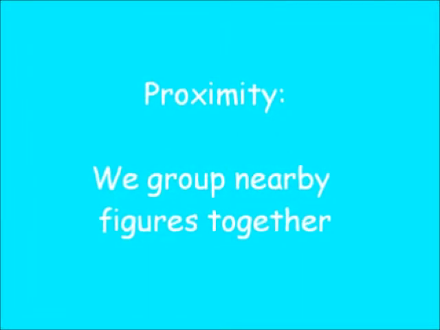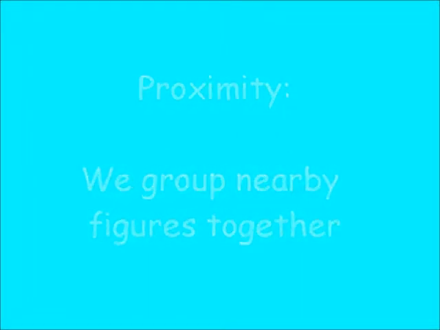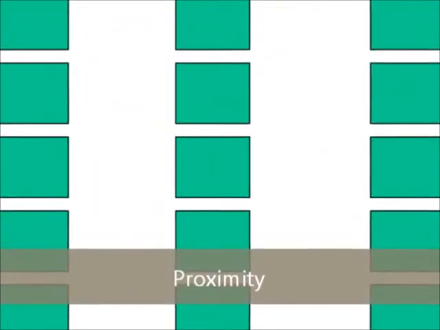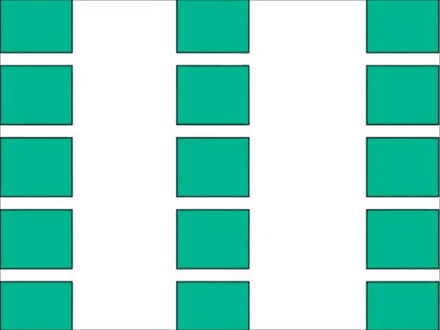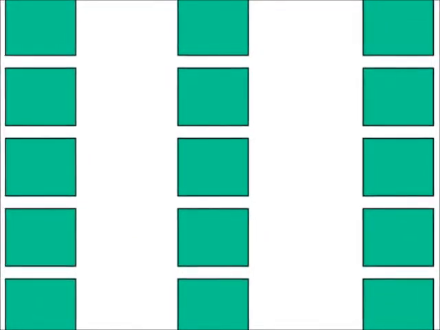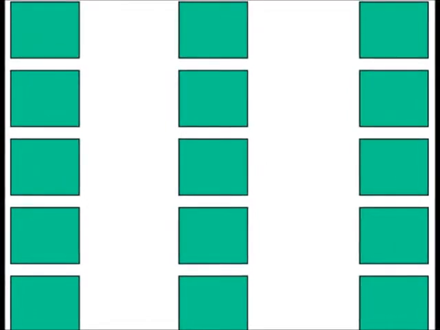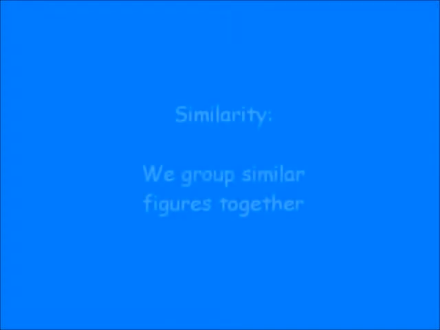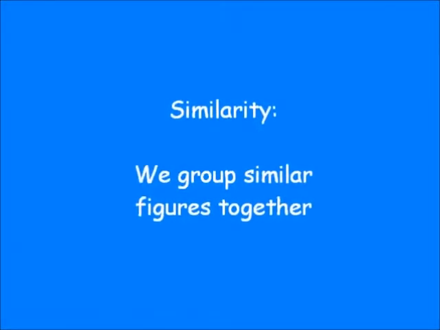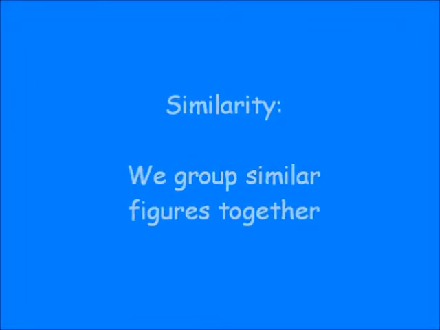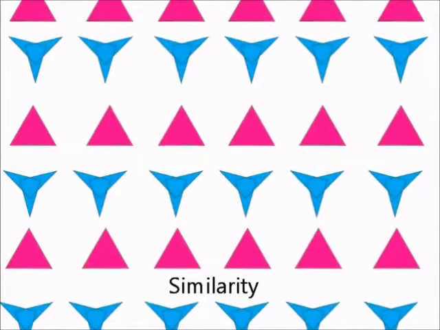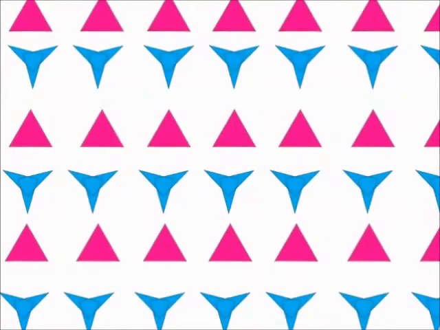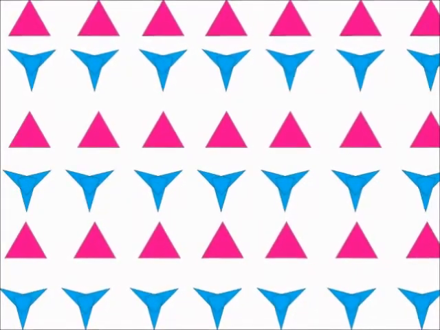Proximity. We group nearby figures together. So in this picture, there are green shapes, and we group the shapes into vertical columns because the shapes that are under and above are closer than the shapes that are to the right or the left. So therefore, we group them because they're closer to one another. Similarity. We group similar figures together. So we see the pink shape and blue shape as horizontal rows of similar shapes, not as vertical columns of dissimilar shapes.